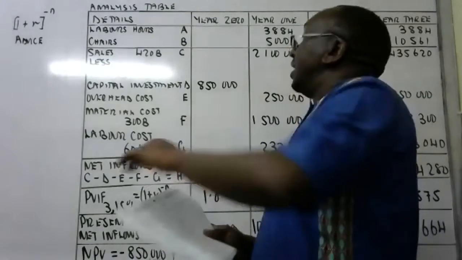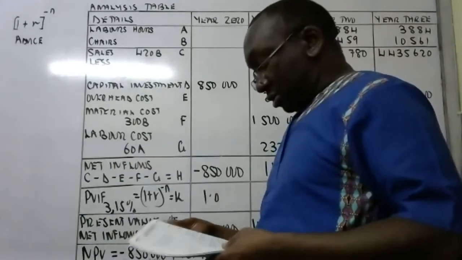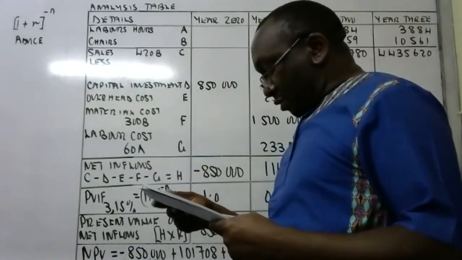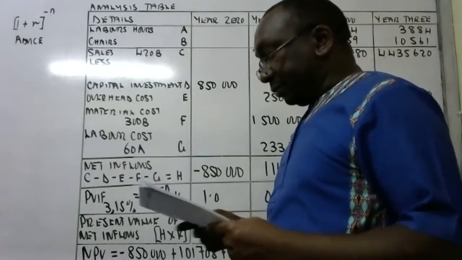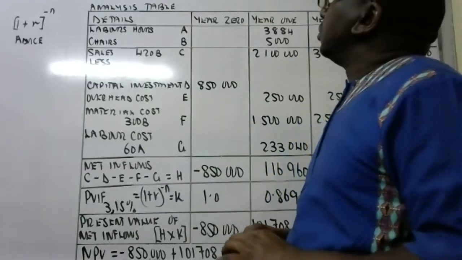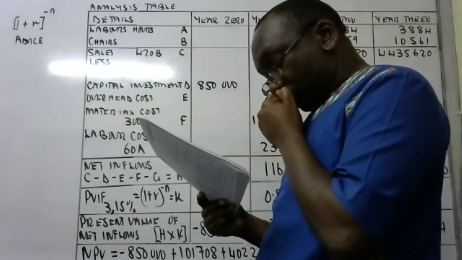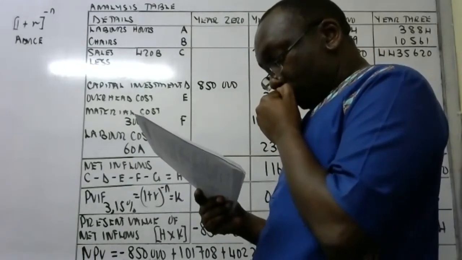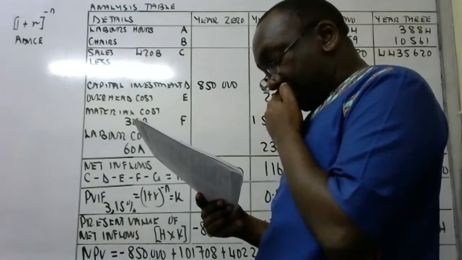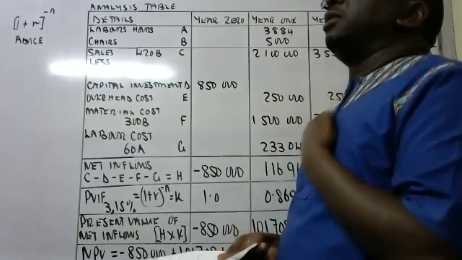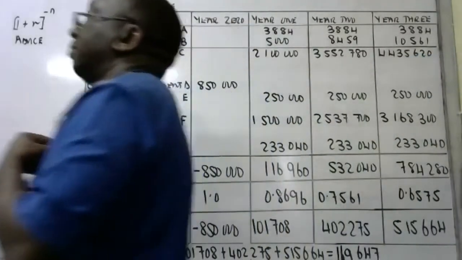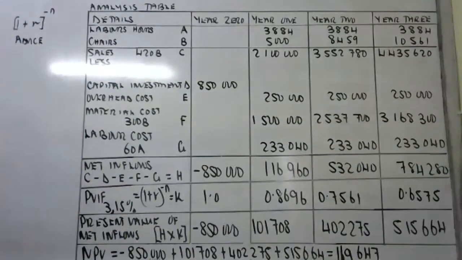Another one is the financing available. You can also talk about effect on other products. And that argument continues.